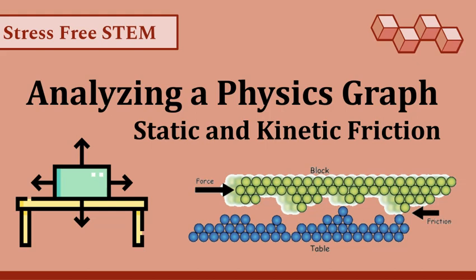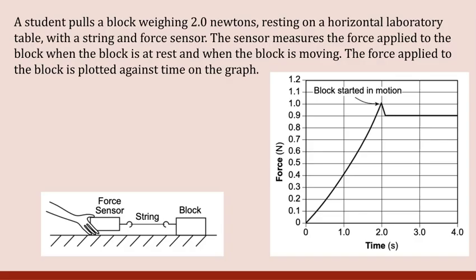Hi everyone. In this video, we're going to be analyzing another physics graph, and this one is going to be related to static and kinetic friction. So this is a problem from the 2023 June Physics Regents, and it says, a student pulls a block weighing 2.0 newtons, resting on a horizontal laboratory table, with a string and a force sensor.